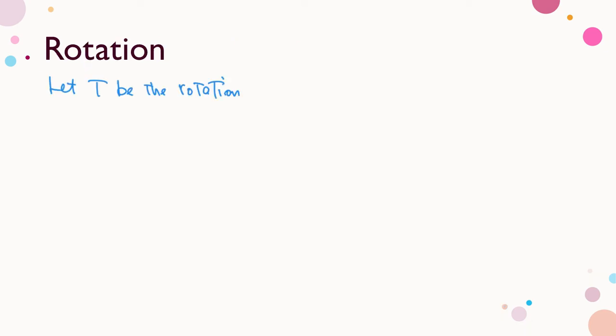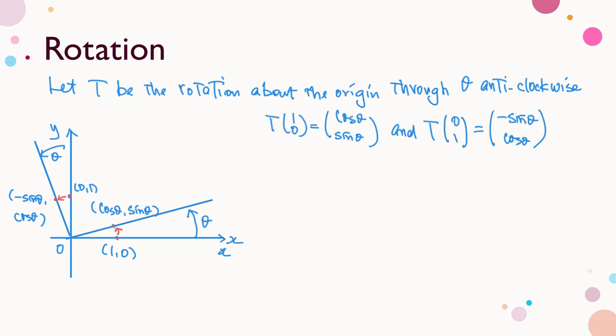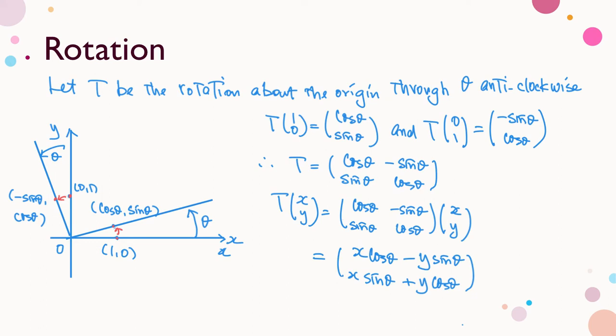Let T be the rotation about the origin through an angle theta anti-clockwise. According to the previous discussion, the images of the units on the x-axis and y-axis, that is (1, 0) and (0, 1), help to define the transformation. Referring to the diagram, by rotation, (1, 0) is mapped to (cosine theta, sine theta), and (0, 1) mapped to (negative sine theta, cosine theta). In other words, T is the rotation matrix. Let me use two simple examples to illustrate the working with matrices.